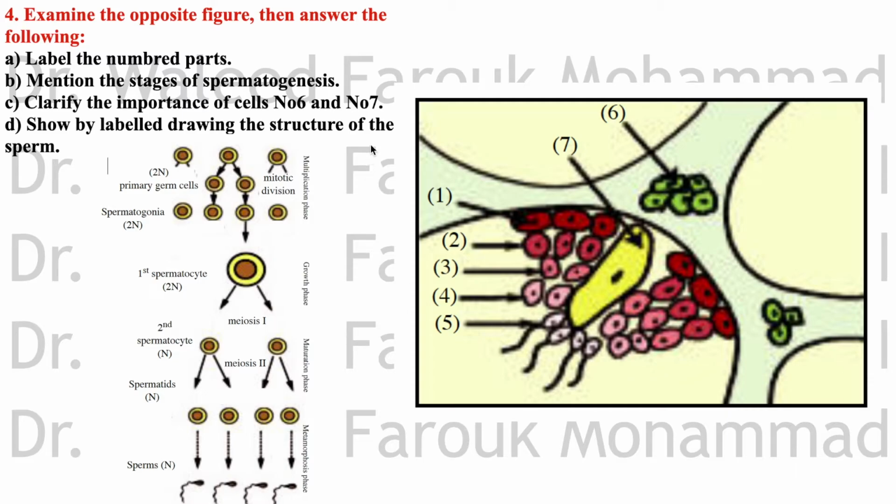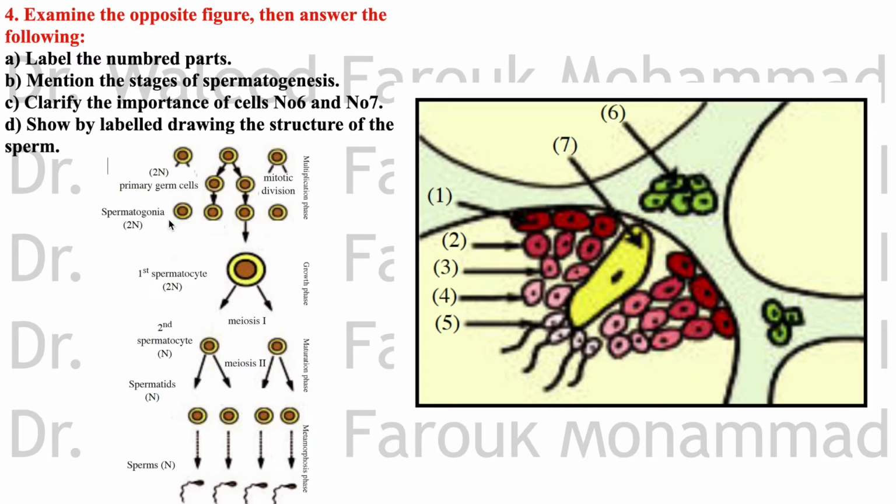Examine the opposite figure, then answer the following. Label the numbered parts. Let's revise the stages of spermatogenesis: multiplication phase, growth phase, maturation phase, and metamorphosis phase. 2, 2, 1, 1. Okay? Means 1n, 2n, haploid and diploid in number.